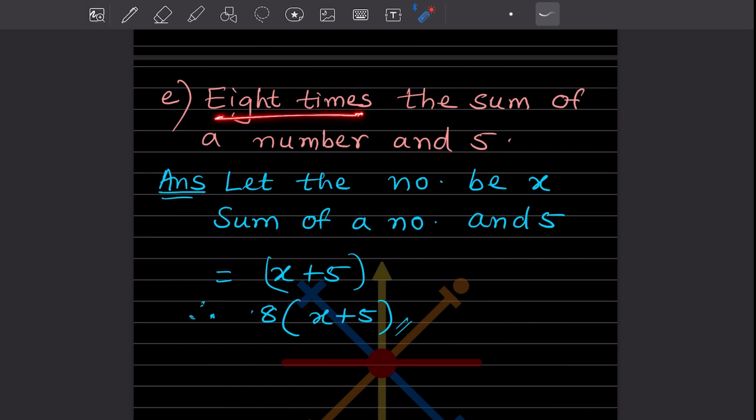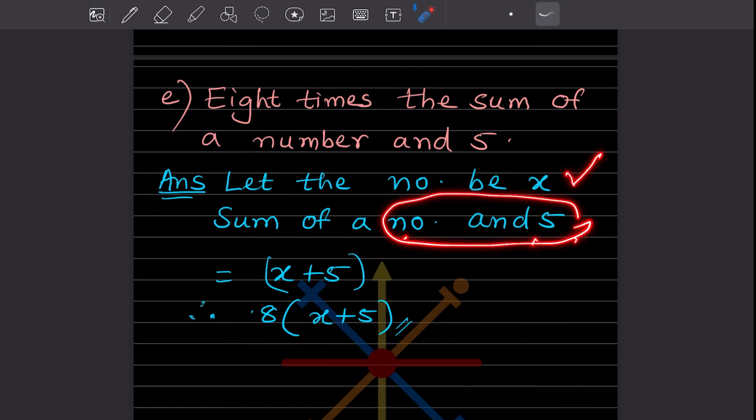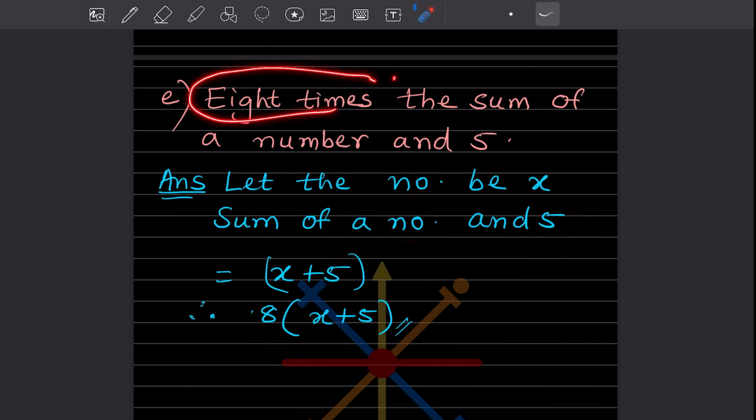Okay, now the next says that 8 times the sum of a number and 5. 8 times, okay. What did they say? Sum of a number. Sum means addition, okay, of a number and 5. So we don't know what the number is, so let the number be x. Sum of a number and 5, sum means you are going to add this one. Okay, and then what does it say? 8 times the sum of the number and 5, right?